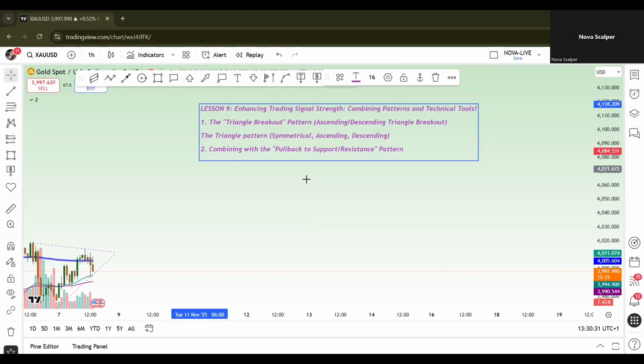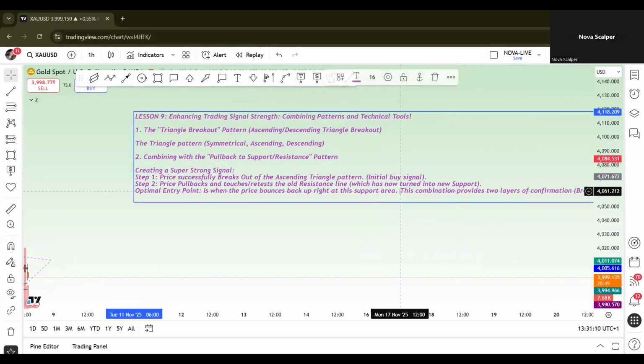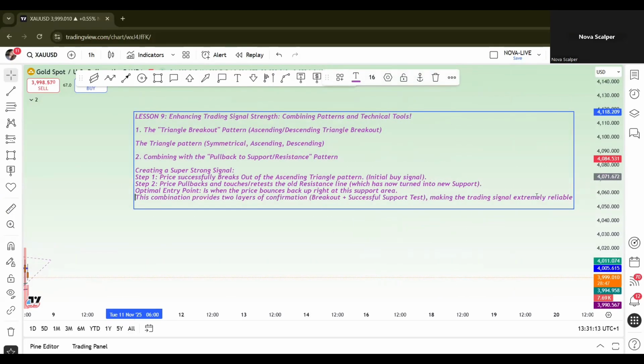And there are two steps to help you identify the signal. Step 1, price successfully breaks out of the ascending triangle pattern. Step 2, price pulls back and tests or retests the old resistance line, which has now turned into a new support. Okay, and that is the optimal entry point, when the price bounces back upward at the support area. And this combination provides two layers of confirmation, making the trading signal extremely reliable.